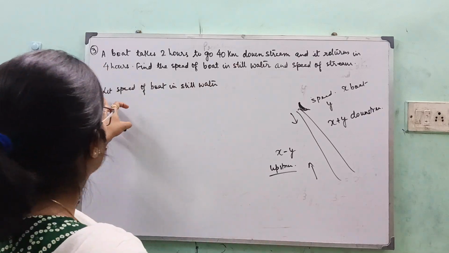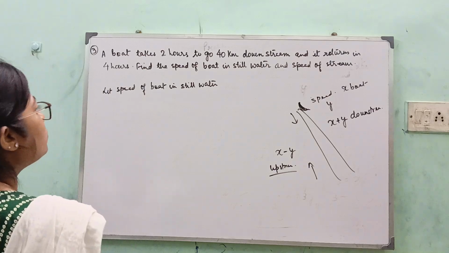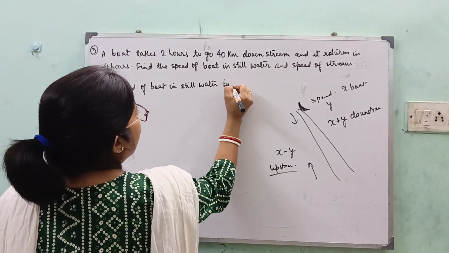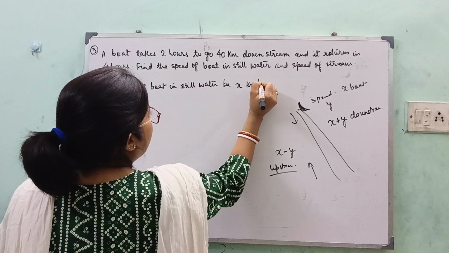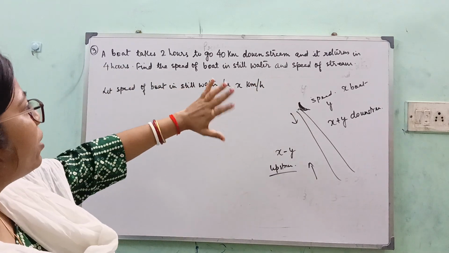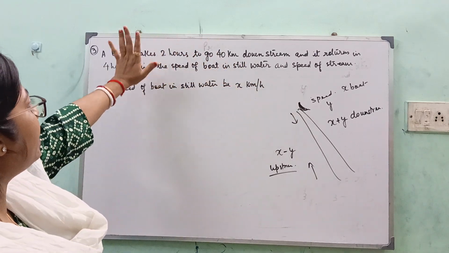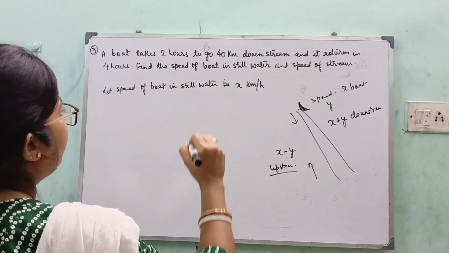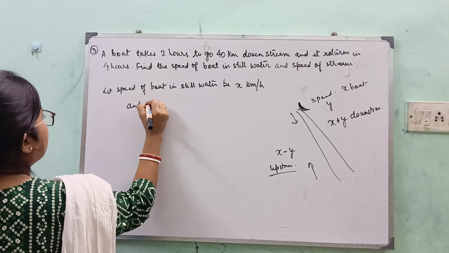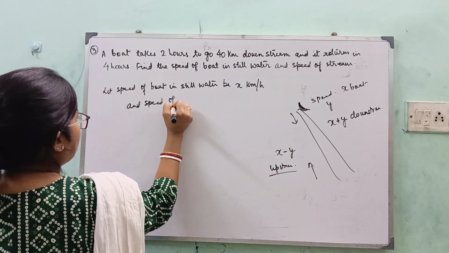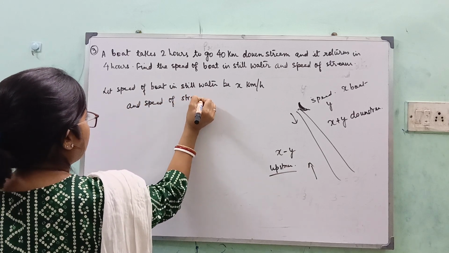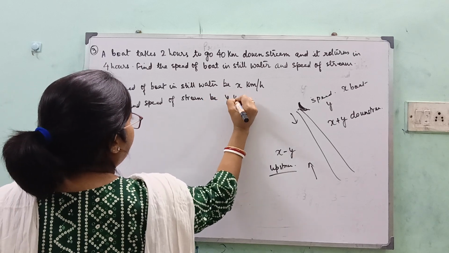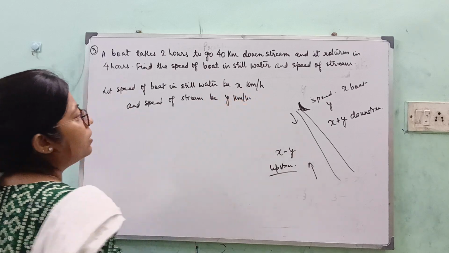Okay, so let the speed of the boat in still water be x kilometer per hour. We are taking kilometer per hour because we can see distance and time here is in kilometer and hour. So we are taking the speed in kilometer per hour, and speed of stream be y kilometer per hour.